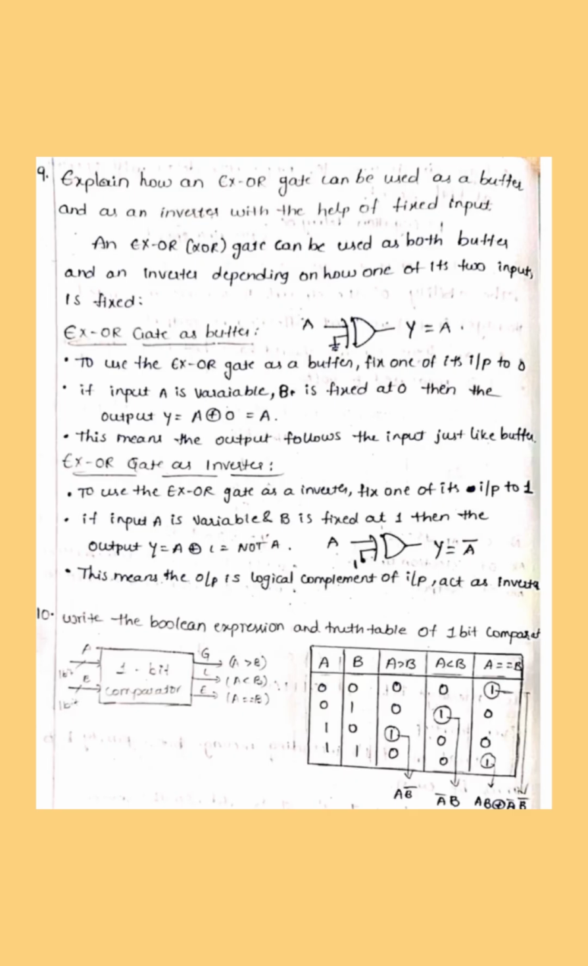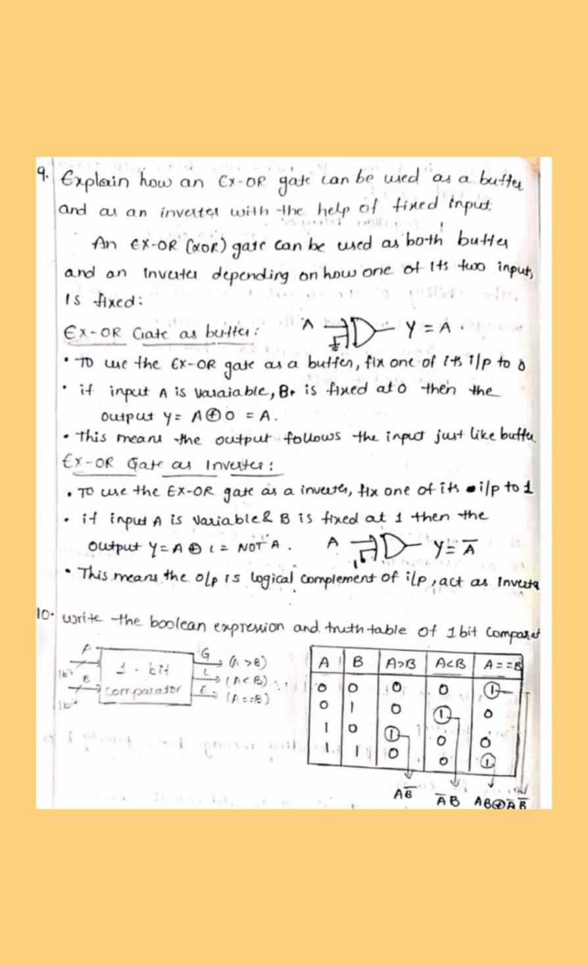Now let us see the exclusive OR gate as an inverter. To use the exclusive OR gate as an inverter, fix one of its inputs to 1. You can see this logic symbol here, where A is the input and the other input is connected to 1, and we get Y equal to A bar. If input A is variable and B is fixed at 1, then the output Y equal to A exclusive OR with 1, that is not of A. This means the output is the logical complement of the input and it acts as an inverter.